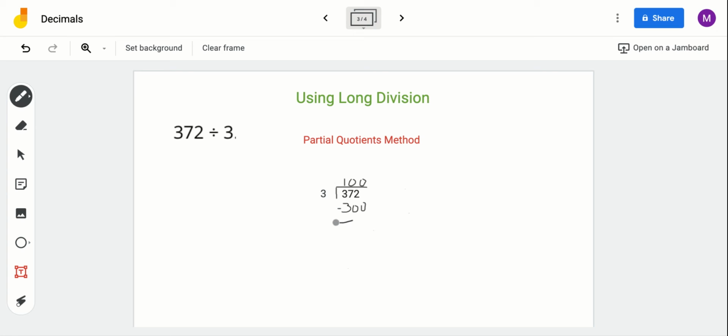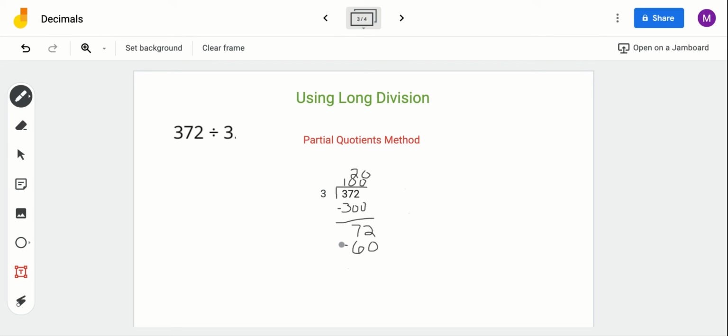So I subtract that away because I took care of that 300, and now I have 72 left. Now I'm going to think using tens. How many groups of 3 can I get? 10 times 3 would be 30, 20 times 3 would be 60, 30 groups of 3 would be 90. That's too much. I'm at 72, so I can get 20 groups of 3, and 20 groups of 3, like we said, was 60.